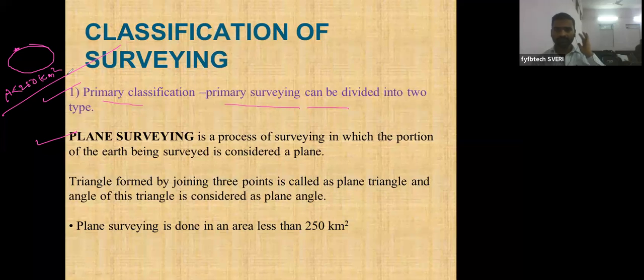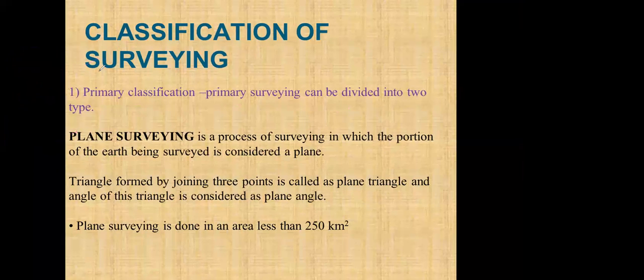Is it clear, everyone? Yes? All of you? Yes, sir. Yes. Read them first. All of you read them.